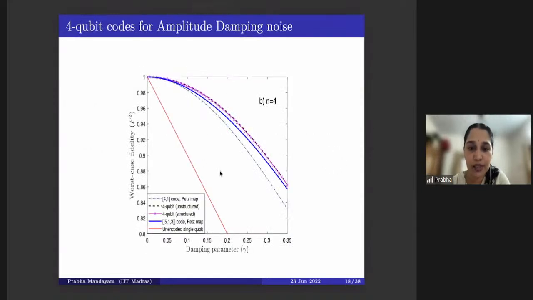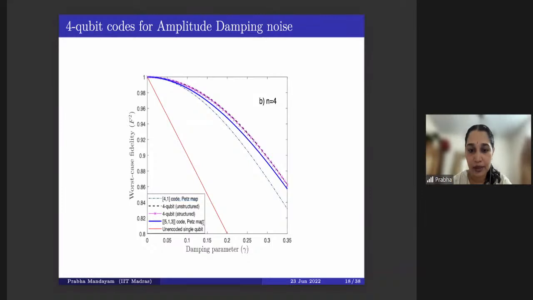Maybe I'll just show you the results here. This again is a comparison of how the fidelity drops as your noise parameter increases. What's on the x-axis is the noise parameter. The red line is the no error correction line, and this line is falling linearly as a function of the damping parameter, so it is falling very fast. But all of these other lines are error corrected fidelity plots. You notice that this dash dot line is the 4-qubit code, the example that I showed you.